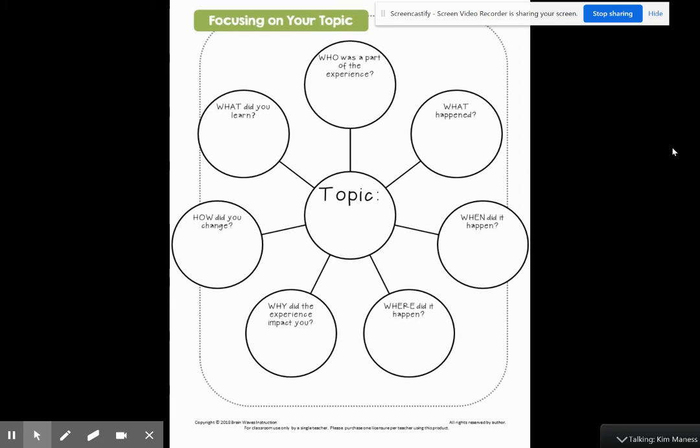All right, so focusing your topic. Who was a part of the experience? My husband and my son. They were on the lift with me. What happened? My ski pole got bent in half. When did it happen? It was two winters ago. Where? At Hoodoo, the Hoodoo ski area out there. Some of you guys may have been there.